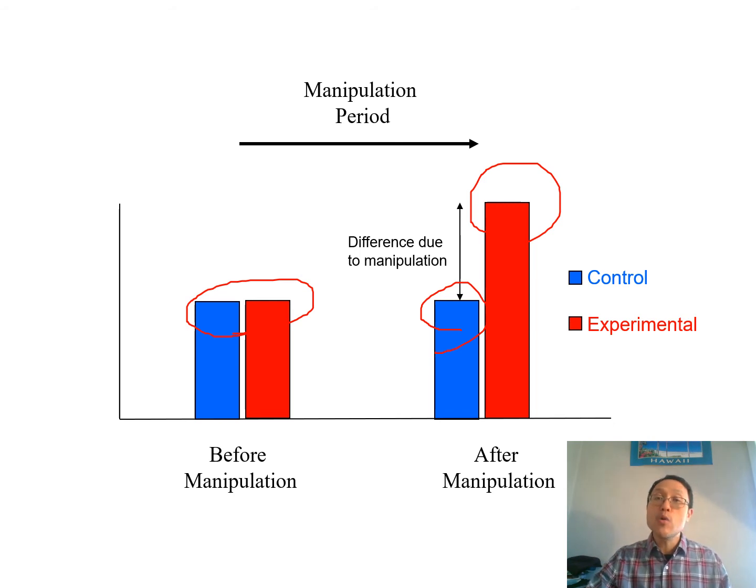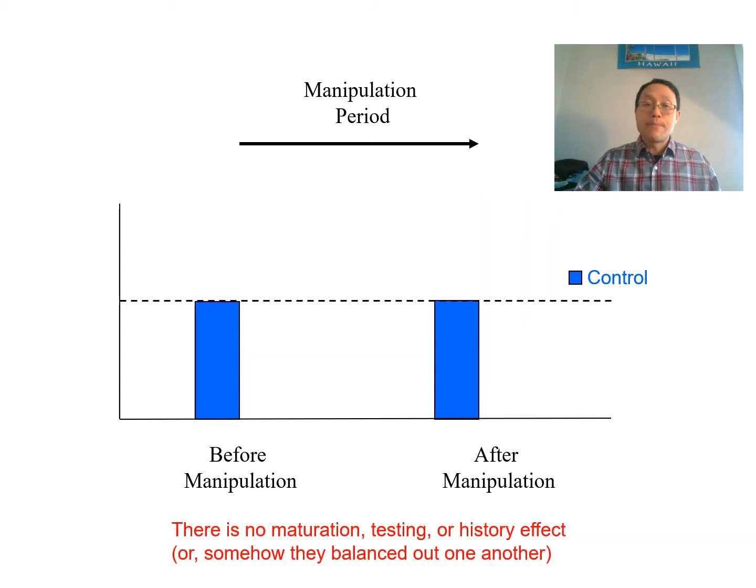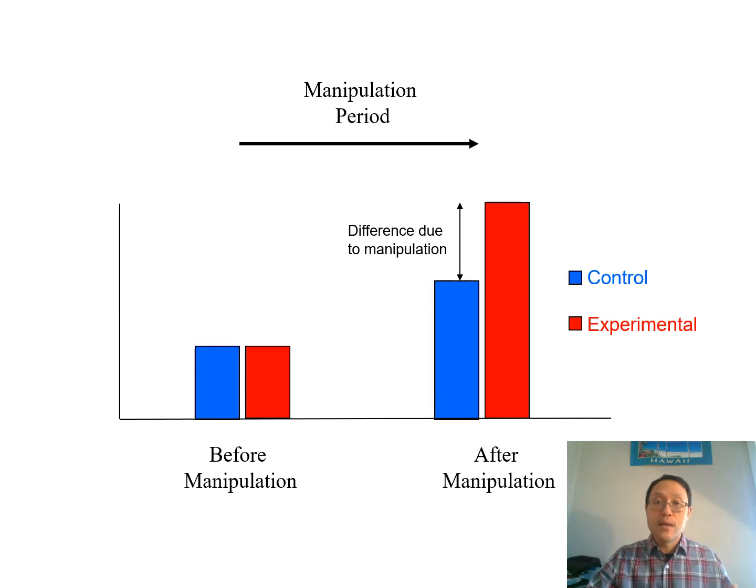So you can say unequivocally now that these differences after the manipulation, in the control group versus the experimental group, are due to the manipulation and nothing else. It has nothing to do with history, maturation, or testing. In this case, because the control group pre-test and control group post-test are exactly the same, you can say that there is no maturation, no testing, and no history effect, right? And now what happens if you see this kind of pattern of data?